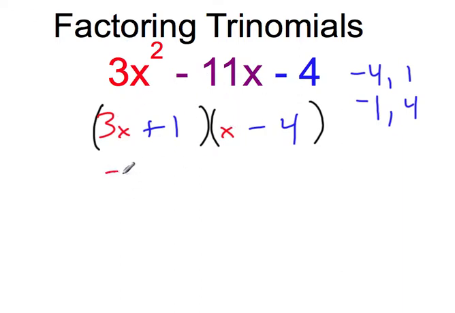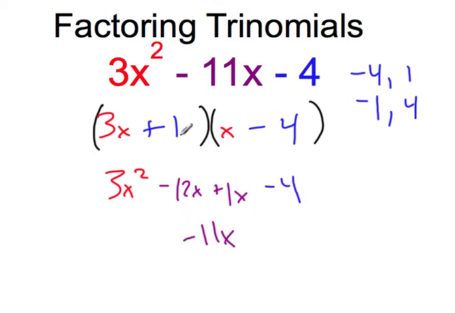It should be right. 3x times x is 3x squared. 3x times negative 4 is negative 12x. 1 times x is positive 1x, and then 1 times negative 4 is negative 4. When we combine all of the common terms in the center, this ends up being negative 11x, and then my 3x squared and my negative 4 don't change.